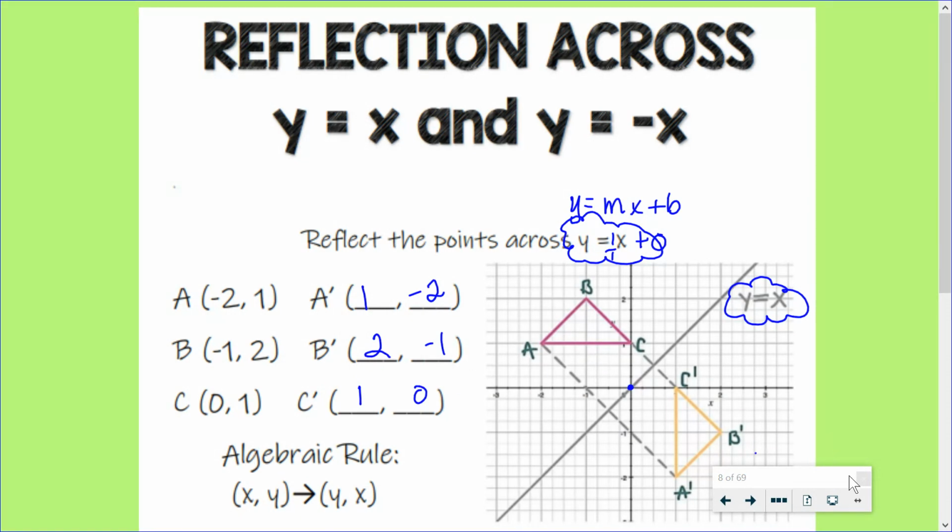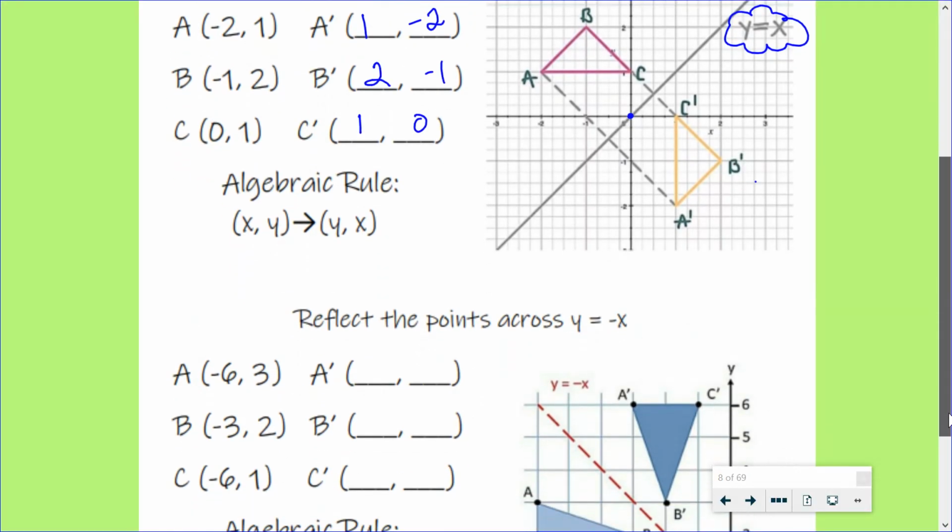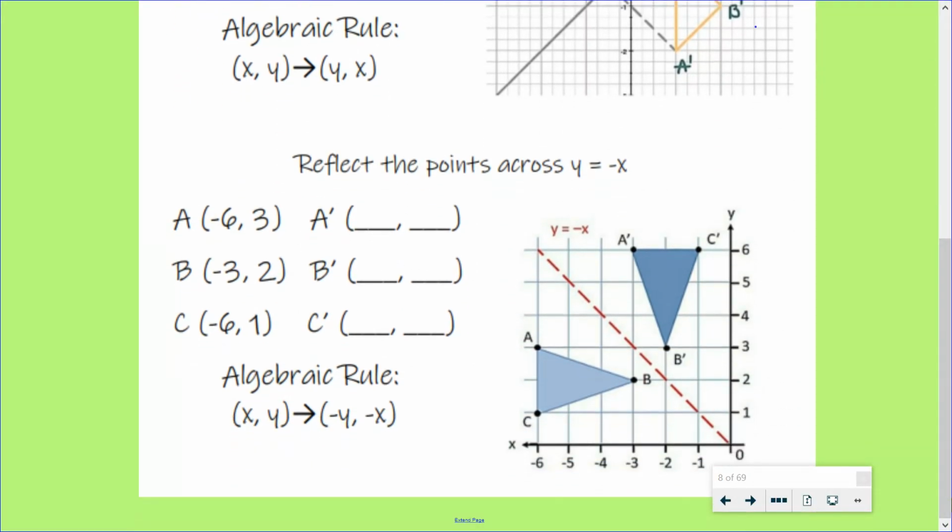Now let's take a peek at what happens when we reflect it over the line y equals negative x. So this time we have a negative slope, so it's going to go in the other direction. So we're going to start at 0 again, go up 1, left 1, up 1, left 1, up 1, left 1. So here's our line of reflection. So point A is negative 6, comma 3. B is negative 3, comma 2, and C is negative 6, comma 1.